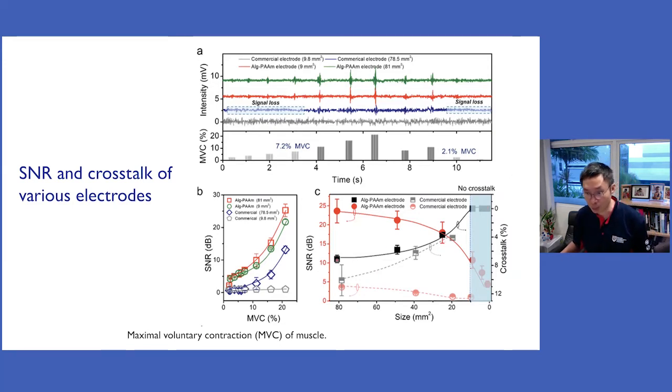You can see for this black one, we use a very small electrode and can really reduce the crosstalk. Because in most cases with the commercial one, you will lose the signal in between, but with our electrodes, we still get a lot of muscle activity. This is very important for human-machine experiments.